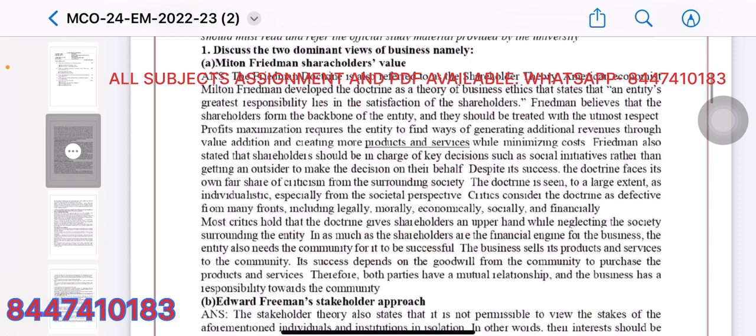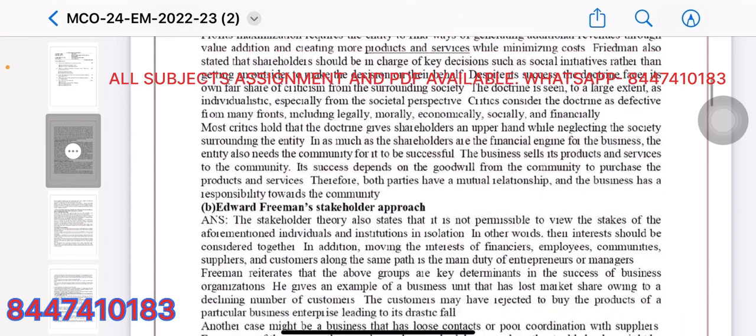Most critics hold that the doctrine gives shareholders an upper hand while neglecting the society surrounding the entity, in as much as the shareholders are the financial engine for the business. The entity also needs the community for it to be successful. The business sells its products and services to the community. Its success depends on the goodwill from the community to purchase the products and services. Therefore, both parties have a mutual relationship and the business has a responsibility towards the community.